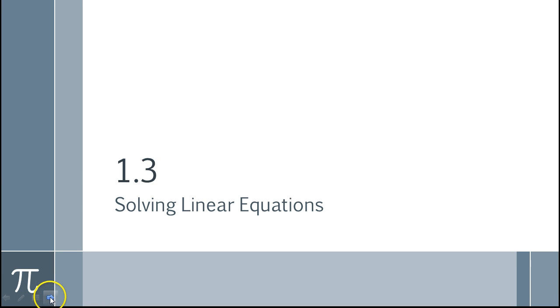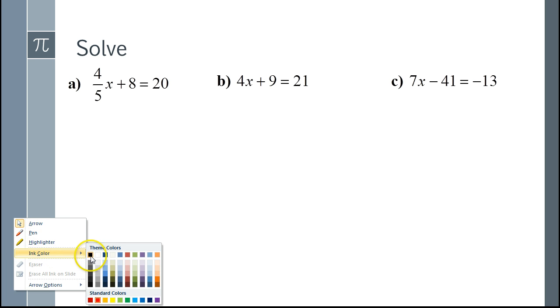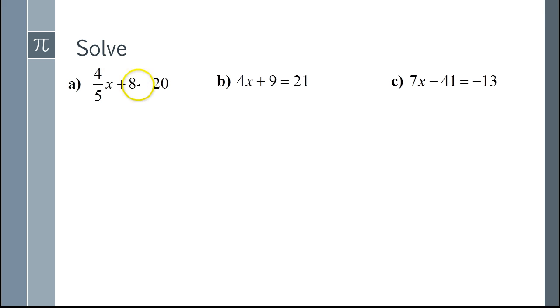Today we're going to be reviewing linear equations. If we have an equation like our first problem, 4/5 x plus 8 equals 20, when we're trying to solve, our goal is to get our variable, in this case x, by itself. So to do that, we're going to start by subtracting 8 from both sides, because remember, whatever I do to one side, I have to do to the other to balance it.